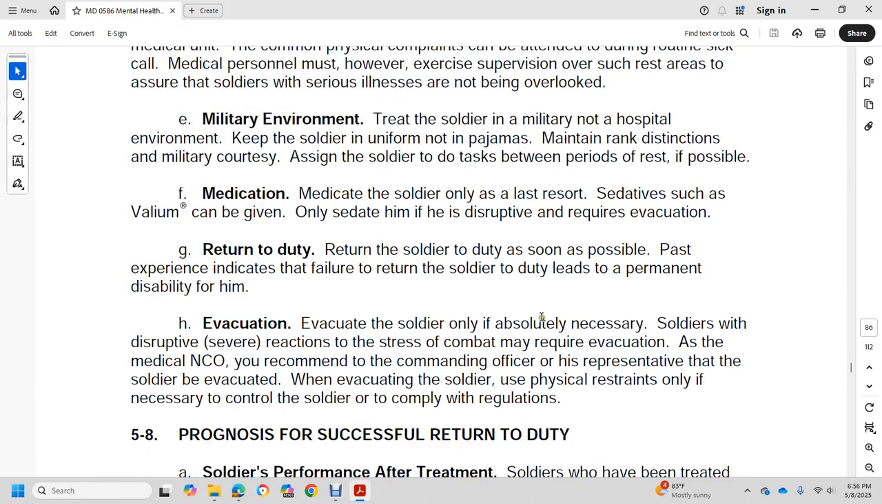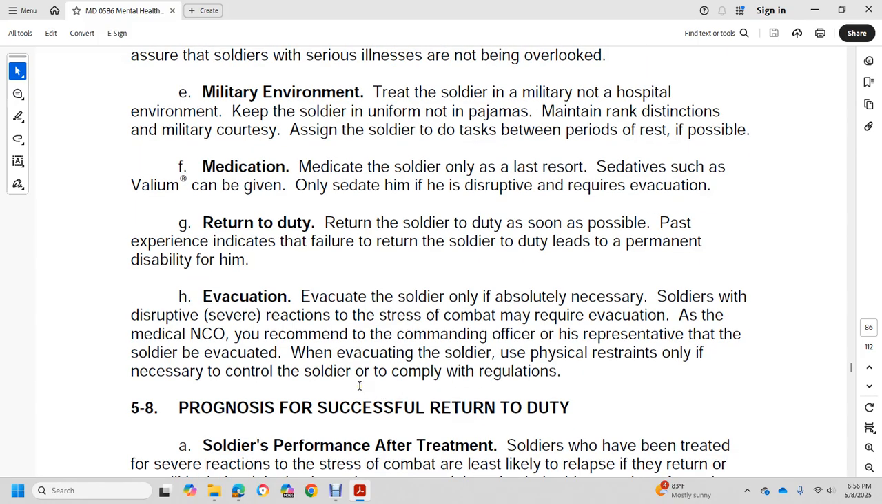Evacuate soldiers only when absolutely necessary. Soldiers with a disruptive fear reaction to the stress of combat may require evacuation. The medical NCO should recommend to the commander or officer representative that the soldier be evacuated. When evacuating a soldier, use physical restraints only when necessary to control the soldier, and comply with the regulations.